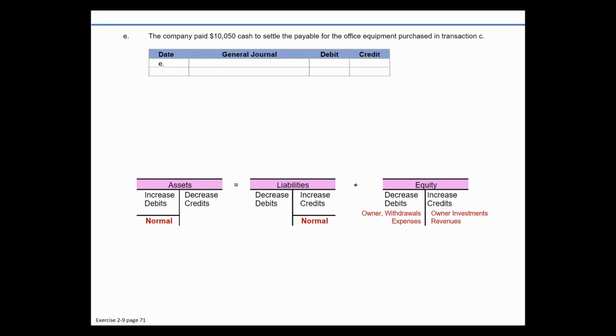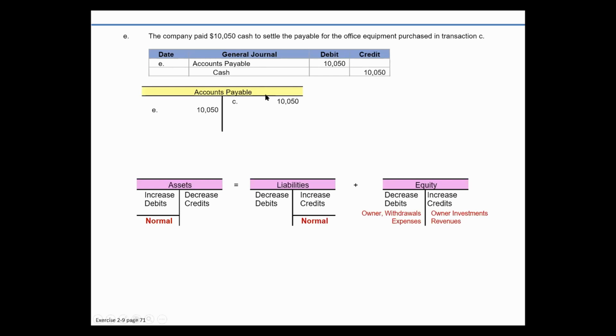The company paid $10,050 cash to settle the payable for the office equipment that we purchased in transaction C. This time we will debit accounts payable $10,050, because, as I said, accounts payable is a liability, and to decrease a liability we debit it. Then for the cash paid, same amount, $10,050, they've now paid out cash. Cash is an asset, so to reduce an asset we have to credit it.